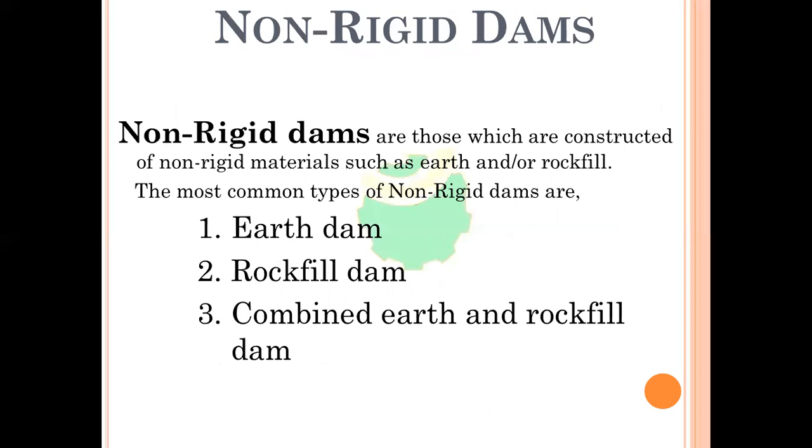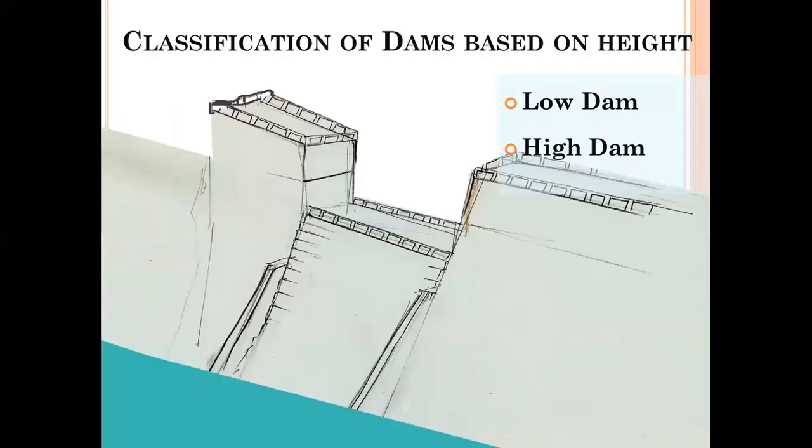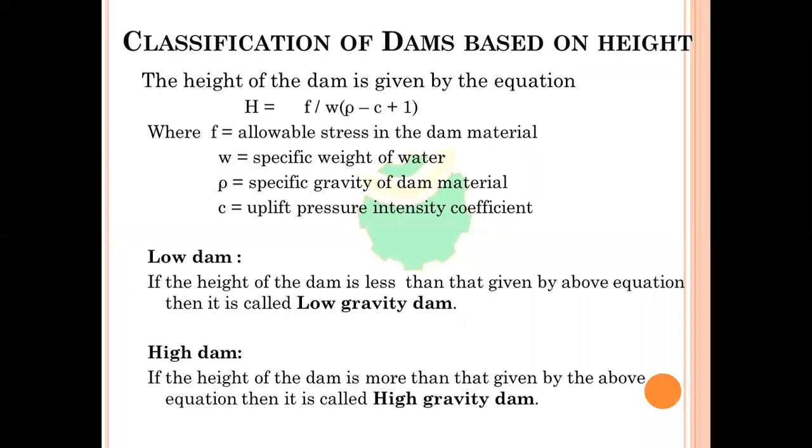Non-rigid dams are those which are constructed of non-rigid materials such as earth and rockfill materials. The most common types are earth dam, rockfill dam, and combined earth and rockfill dams. So next, based on the height. If the dam height is low, it is called a low dam, and if the dam height is high, it is called a high dam.